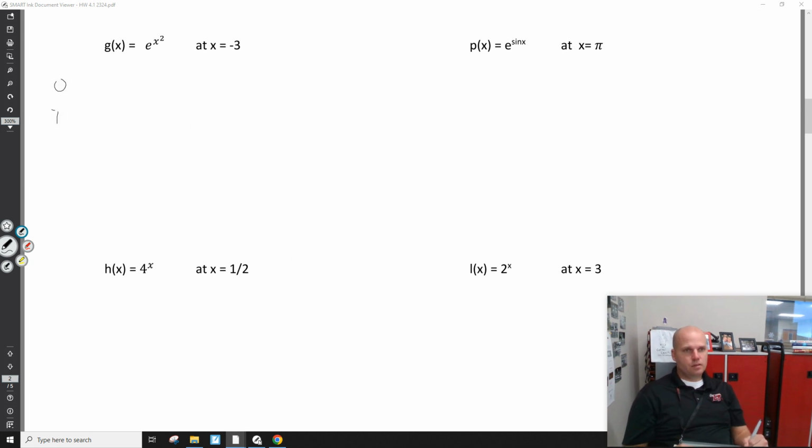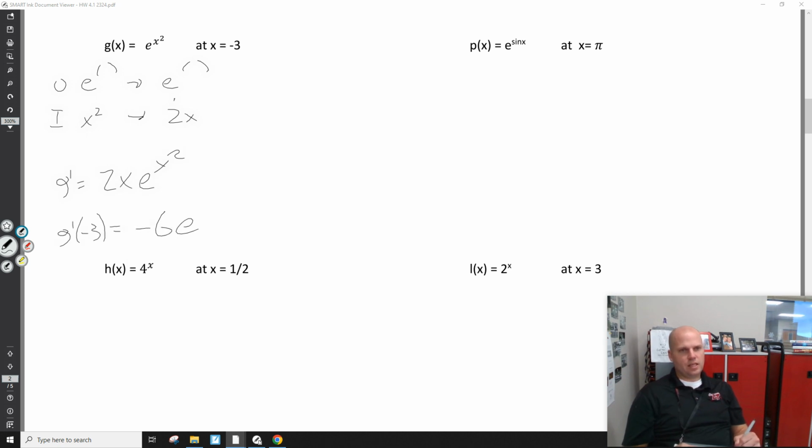O's and I's. Derivative of e to the power is e to the power. Derivative of the power is 2x. This would be an O and I again. If you want to multiply those together, you get 2x e to the x squared. If you plug in -3, I'd get -6 e to the 9.